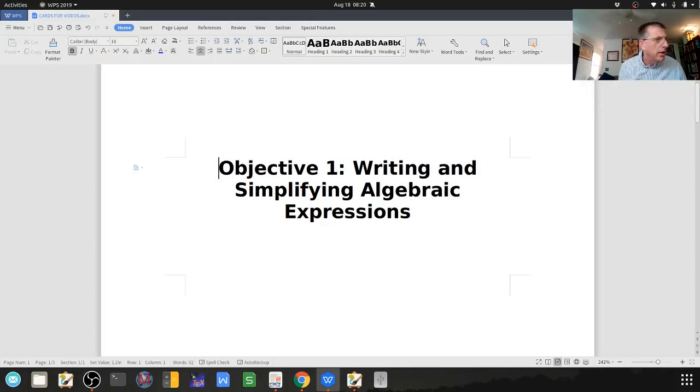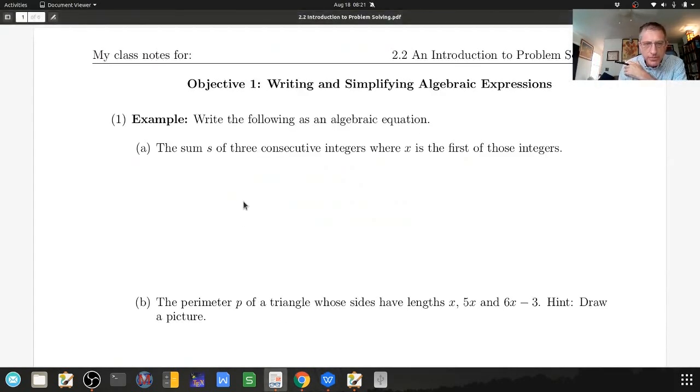Okay, this is Chapter 2, Section 2, an Introduction to Problem Solving. And our first objective is writing and simplifying algebraic expressions. So the first thing we want to do, we'll just do example 1, is write the following as an algebraic equation. That's what we want to do first, just write the equation.